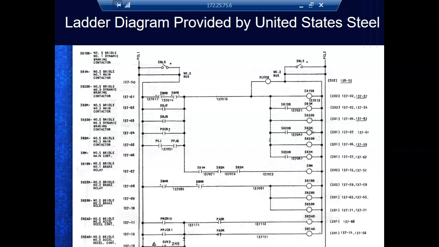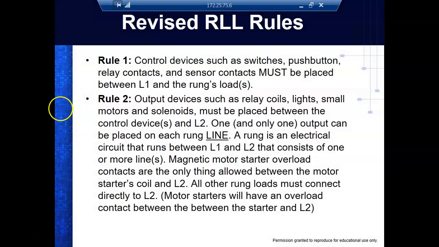So this is relay logic, and I think that's what we're going to see in some of these rooms. Output devices such as relay coils, lights, small motors, and solenoids must be placed between the control devices and L2, or what we call it. One and only one output can be placed in each line. A rung is an electrical circuit that runs between L1 and L2 that consists of one or more lines. Magnetic motor starter contacts are the only ones that allow something between the motor starter coil and L2.